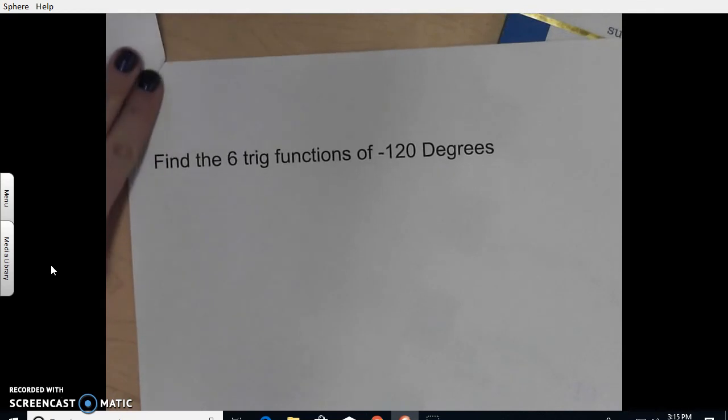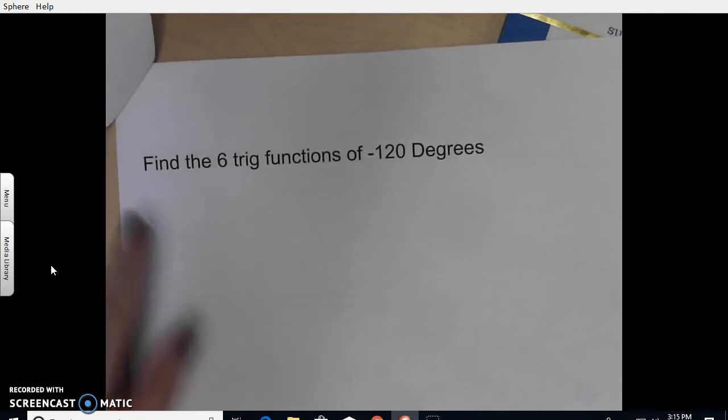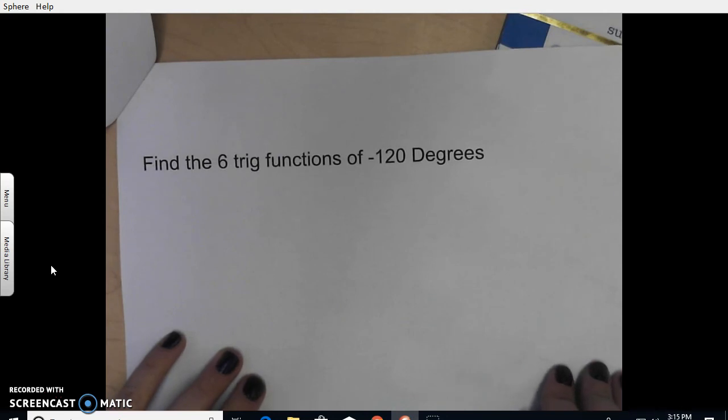You guys try to find the 6 trig functions of negative 120 degrees.